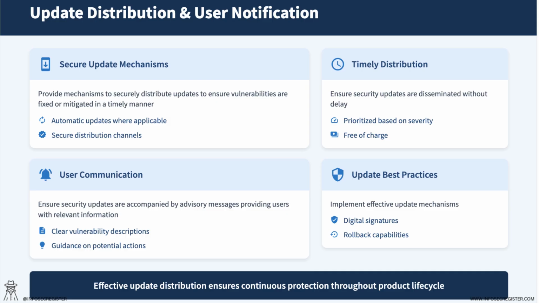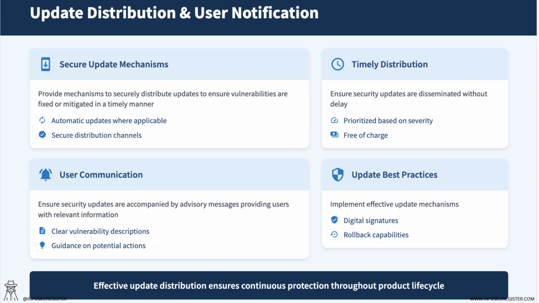Remediation is only half the story. Now we need to make sure updates actually reach the users. The CRA requires secure update mechanisms. That means updates must be distributed through secured channels. And where possible, automatic updates should be enabled by default. This dramatically reduces the time between identifying a vulnerability and protecting the end user.